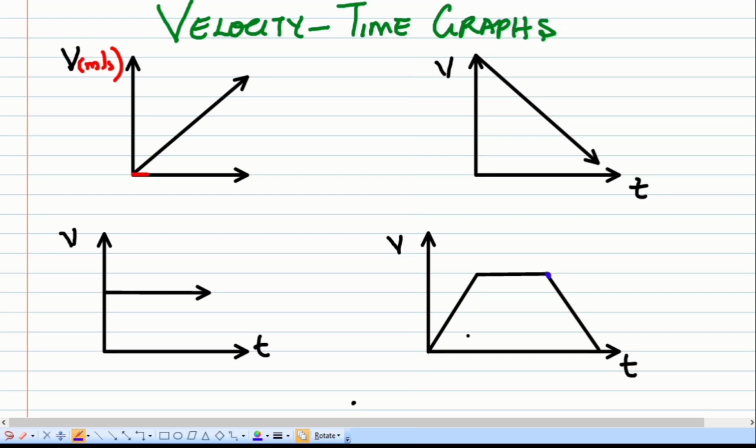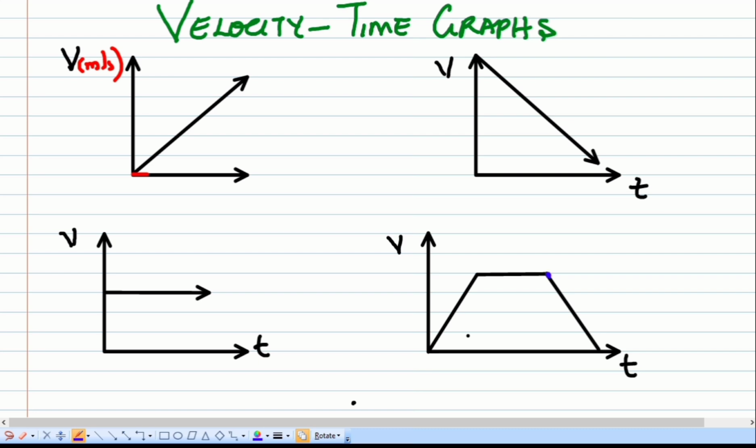Let's understand what these velocity time graphs mean. So, let's say that we have a car and we want to consider the movement or the motion of that car. We want to check how the car is either speeding up or slowing down. It's going to constitute what we call a velocity time graph. So, to keep it simple, let's say that this car started from rest.